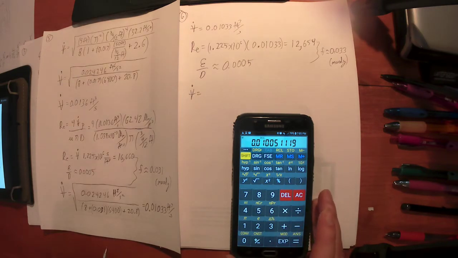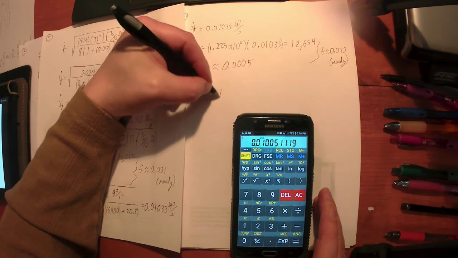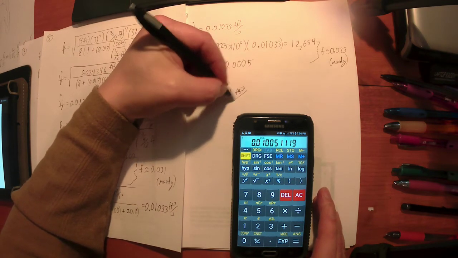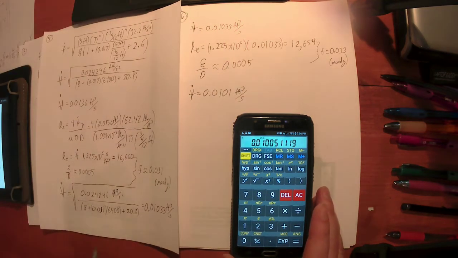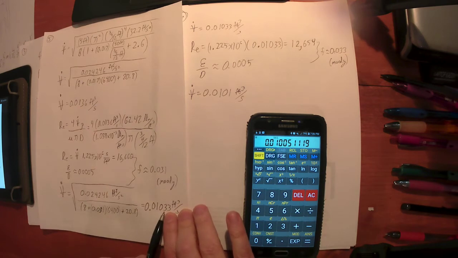And notice what we get there. We get V dot of 0.0101 cubic feet per second. And this is what I would suggest you use. If the third significant figure is the only thing that changes, you're done.